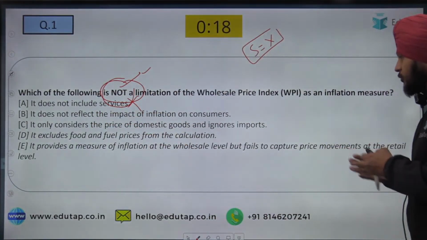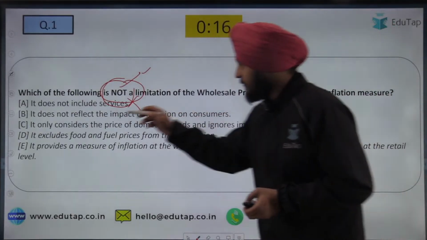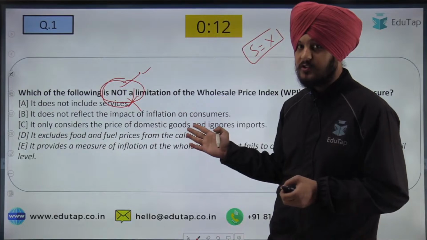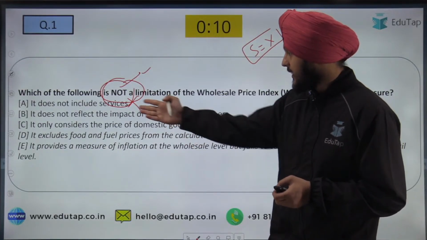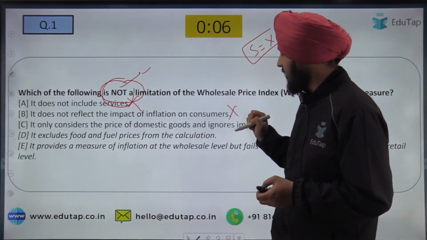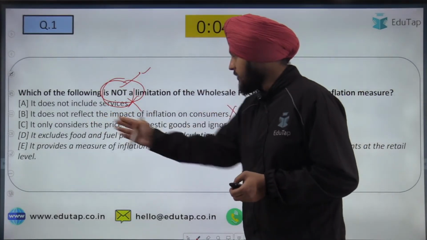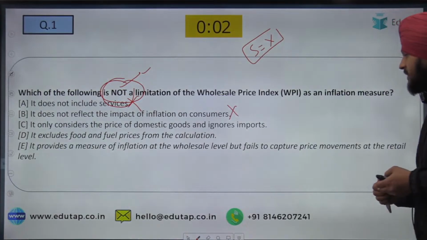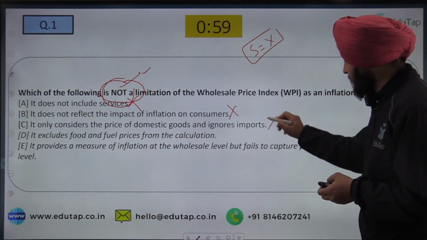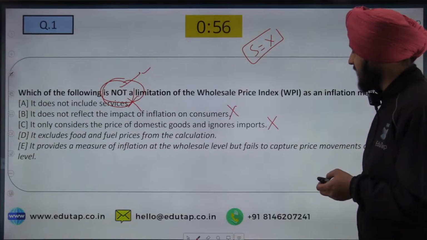After that, it does not reflect the impact of inflation on consumers. So yes, CPI reflects the impact of inflation on consumers, but not the WPI. So again, it is a limitation of WPI, and this is not going to be the correct answer to this question. Then, it only considers the price of domestic goods and ignores imports. This is again a limitation of WPI. So again, you can say this would be an incorrect option.